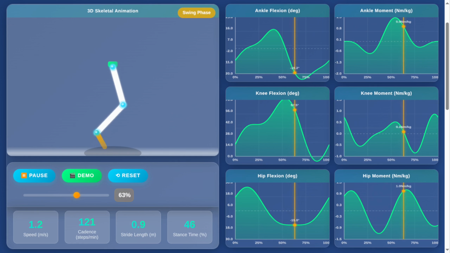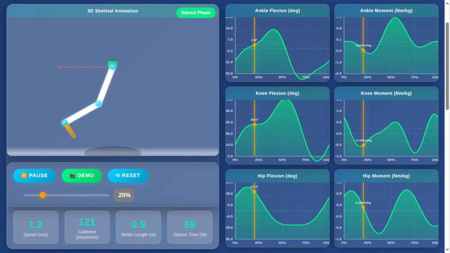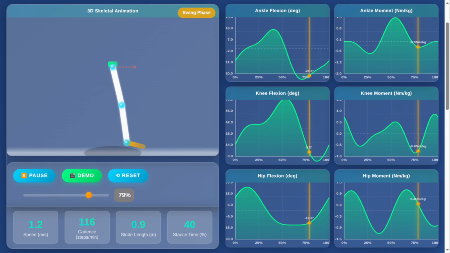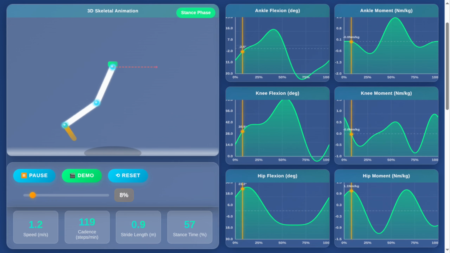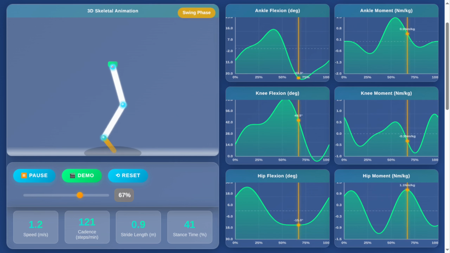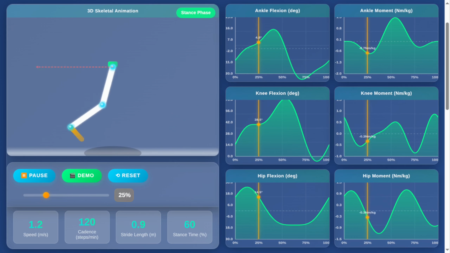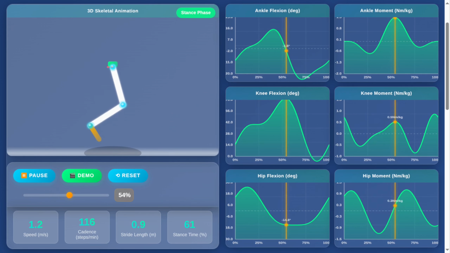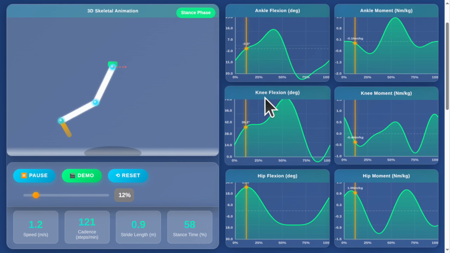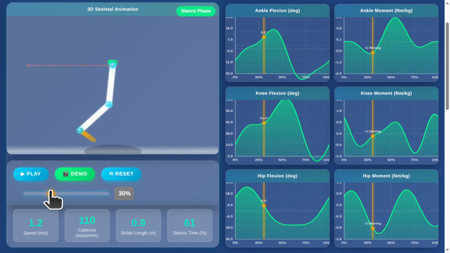Sure. This screen displays a 3D skeletal animation of a leg, showing the hip, knee, and ankle joints. On the right, there are 6 graphs showing the ankle, knee, and hip flexion in degrees, and their respective moments in Newton meters per kilogram over a gait cycle. Below the animation, there are numerical readouts for speed, cadence, stride length, and stance time. You can also see a slider indicating the percentage through the gait cycle, which currently changes between the stance phase and swing phase as the leg moves.